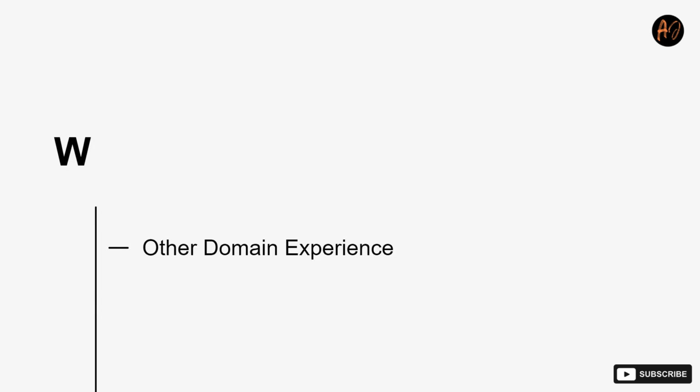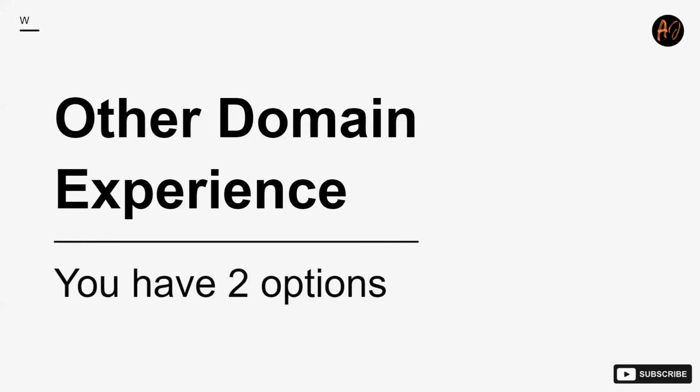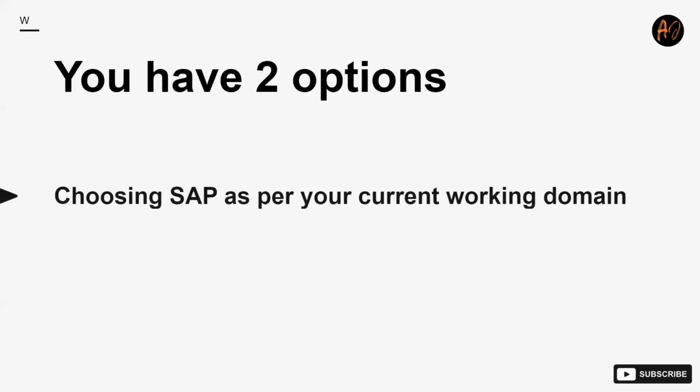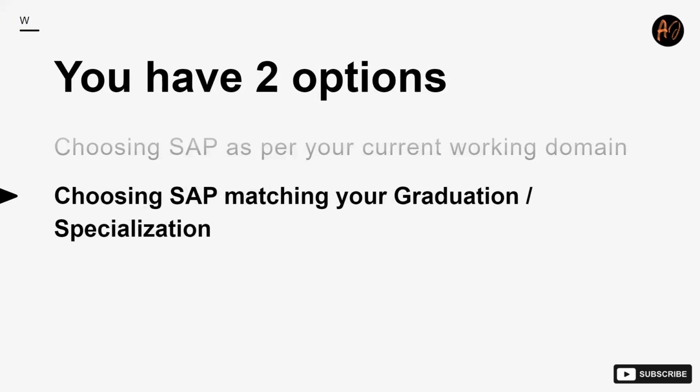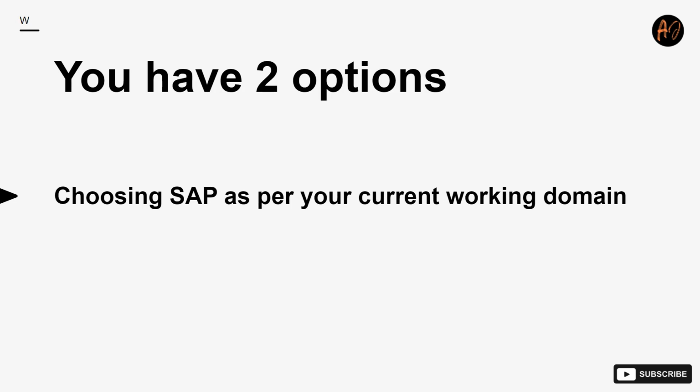What you can really do is learn while you work. So work and then find the best module for you. And here I have two options for you. One is your current work experience. If you really like your current work, then choose an SAP module according to your current domain. The second option is, if your graduation is MBA, then choose whichever domain you chose in MBA and choose some module which is very close to that. Both are very good. But my good advice is choosing SAP as per your current working domain. This is my advice for you.